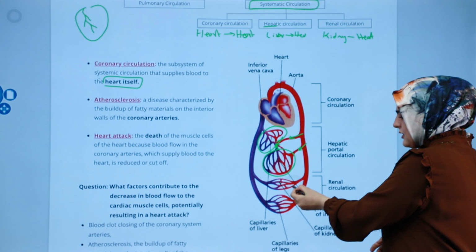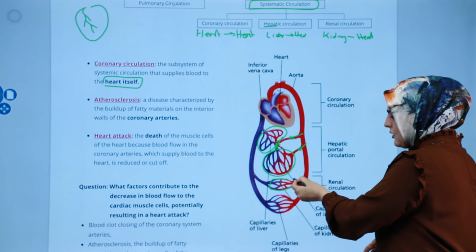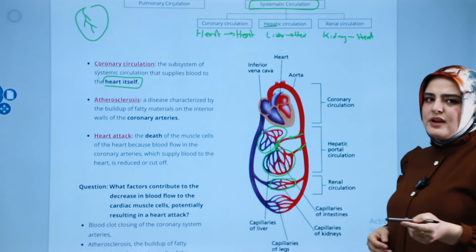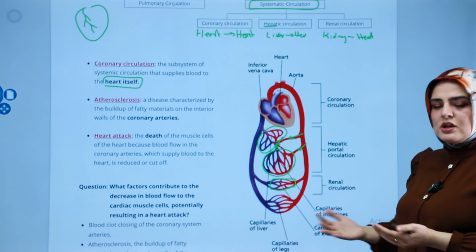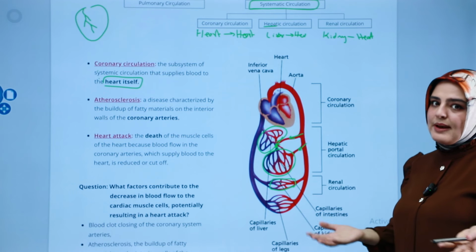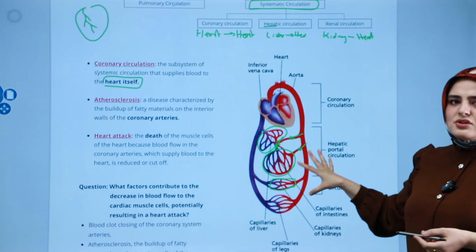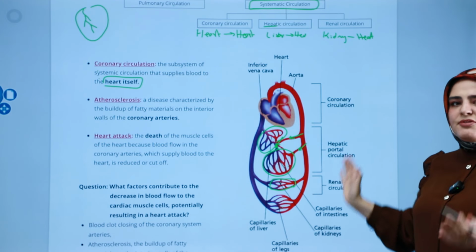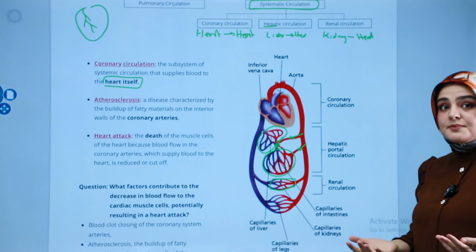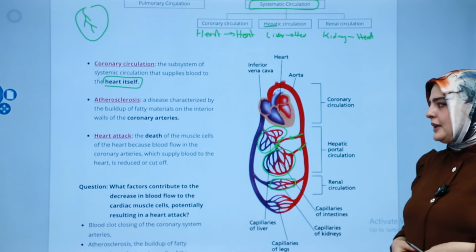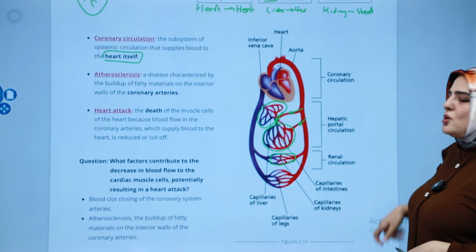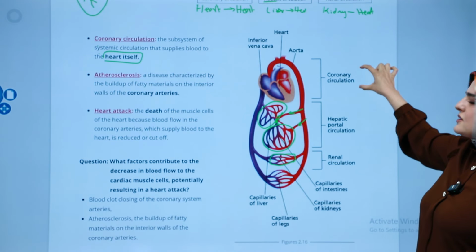And of course, every time you're ending up in an organ, you have a bunch of capillaries, because in organ, you want to exchange gases and nutrients, and without capillary, that doesn't happen. And then this is for the feet. That is just a simplified version of what these subsystems look like. But the most important part of these is this one.